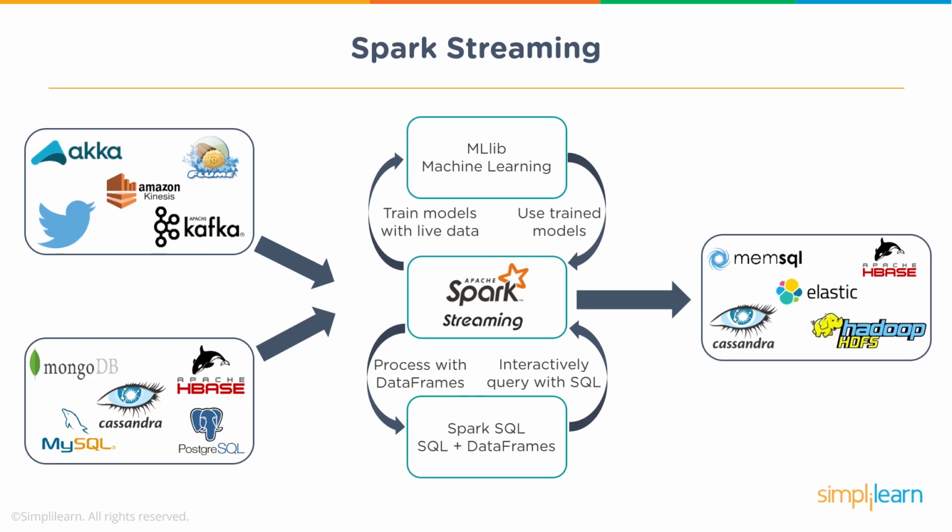So Spark streaming has different components, like you could be processing using Spark's RDD way. You could be processing using Spark SQL and DataFrames. So you could process the streaming data using DataFrames by interactively querying with SQL. You could also use the Spark MLlib component, that is for machine learning. So you have MLlib or ML, and you could train your models with live data and then use the trained models. And finally, when the Spark streaming data is processed, you could have that data stored in, say, Hadoop's HDFS or any other NoSQL database.